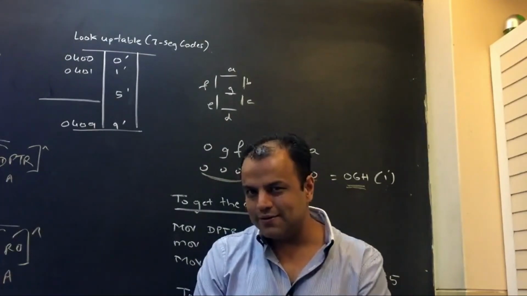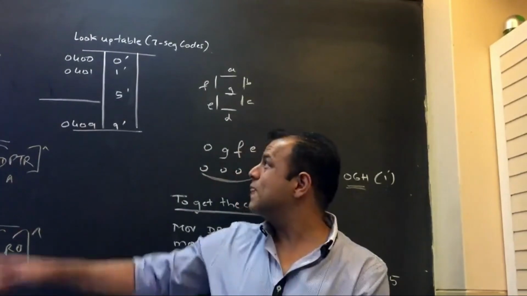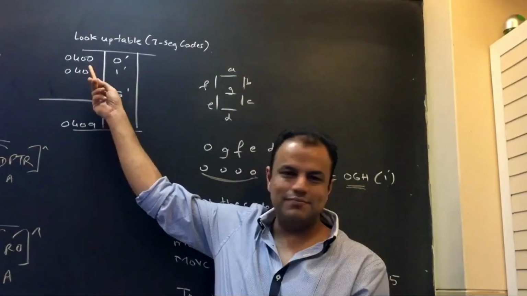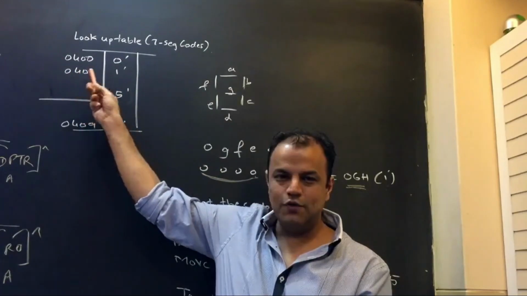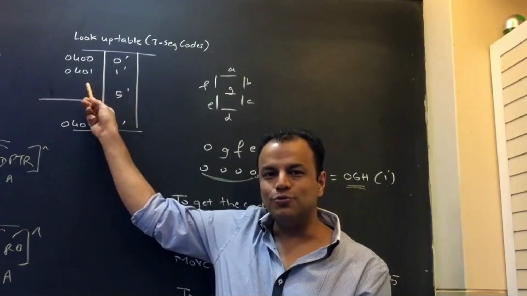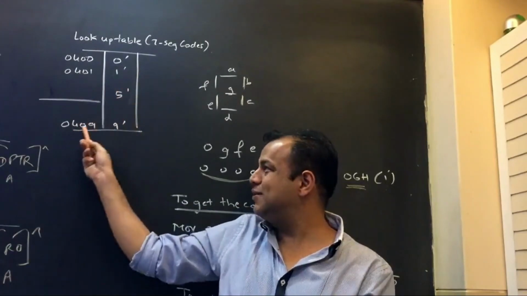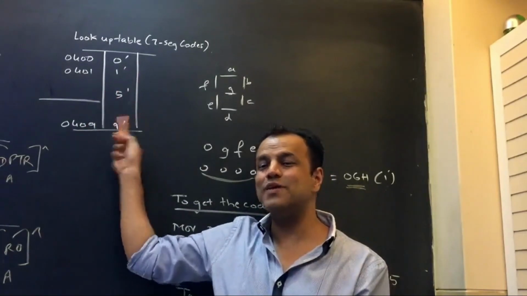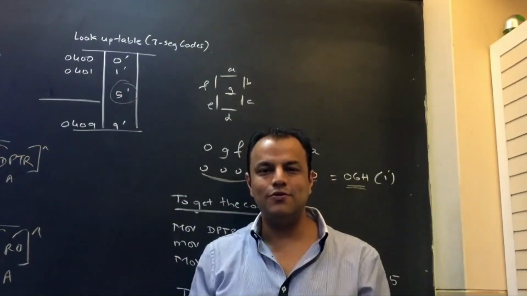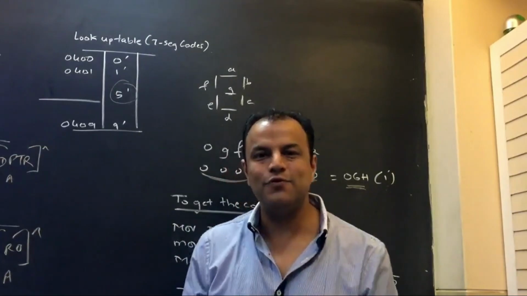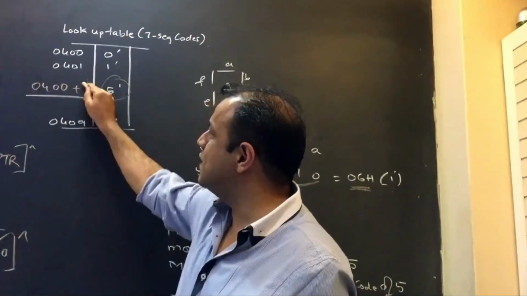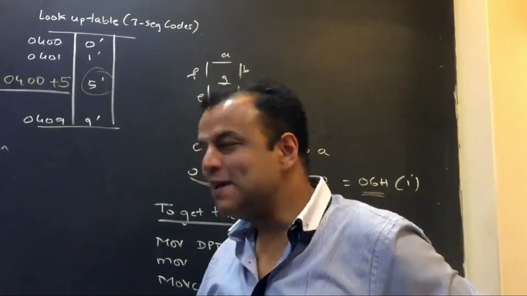Now, see how brilliant the way they've created this addressing mode is. The code of 0 is stored at 0400. I've just taken some address. 0401 has the code of 1. 0402 will have the code of 2. 0409 will have the code of 9. I want the code of 5. Where is it? Yes, 0405. Say it again. 0405. Make it better: 0400 plus 5.